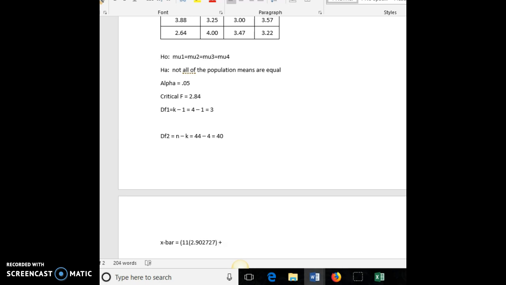And then we want to add that to 11 times the data in column B, and its mean was this. And then 11 pieces of data in column C, and its mean was this. And then 11 pieces of data in column D, and its mean was this. And all of that is divided by the total number of data, which was 44. And if we let our calculator do that, that ugly information gives us 3.153181. All right, so that's X bar.